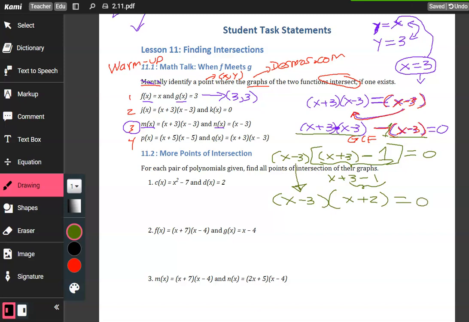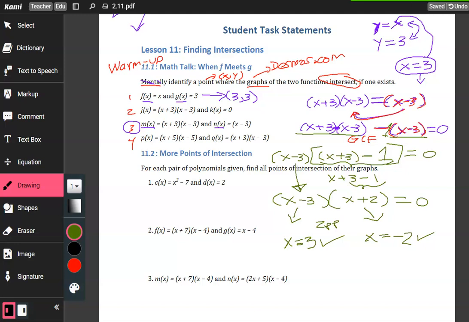Here, you should know how to solve for x. The zero product property tells me that one of the solutions is going to be positive 3, because 3 minus 3 is 0. And the other solution is going to be negative 2, so negative 2 plus 2 is 0. So you have one x value and another x value.